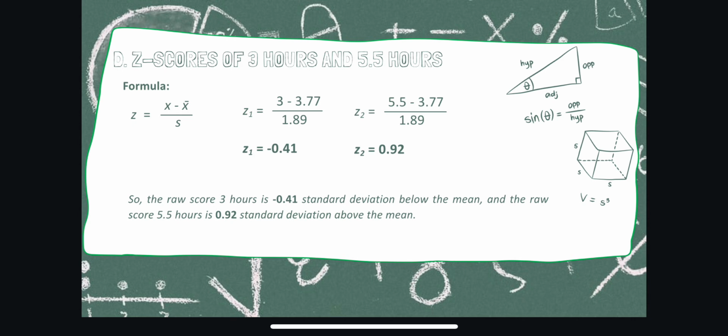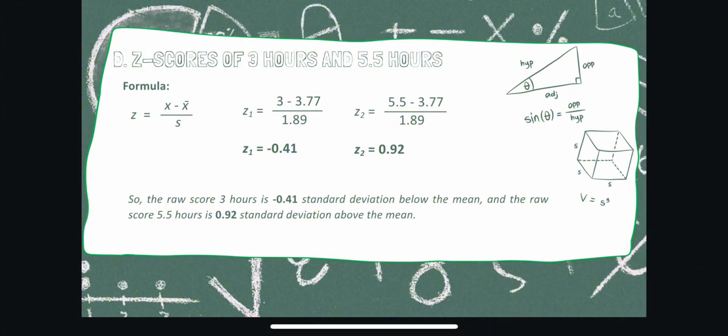We use the formula where x is the given value, μ is the mean, and σ is the standard deviation. Using the mean of 3.77 hours and the standard deviation of 1.89 hours, we first calculated the Z-score of 3 hours. Substituting the values into the formula, we obtain a Z-score of approximately negative 0.41. This means that 3 hours is 0.41 standard deviations below the average social media usage of the students.